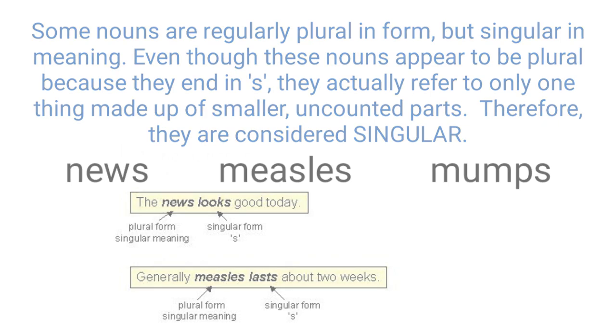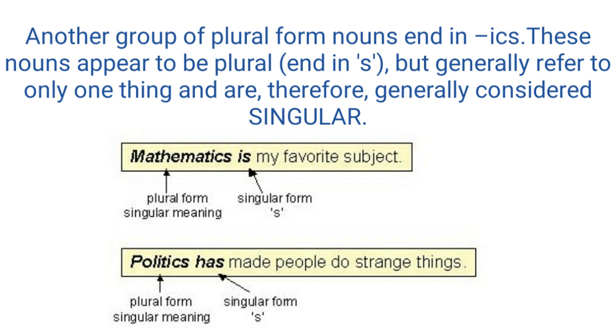Then next one. Another group of plural form nouns ends in ICS. These nouns appear to be plural because they end in S, isn't it? But they generally refer to only one thing and are therefore generally considered singular. Again, here are some plural nouns which confuse us.